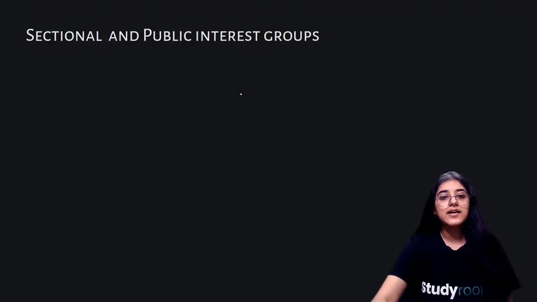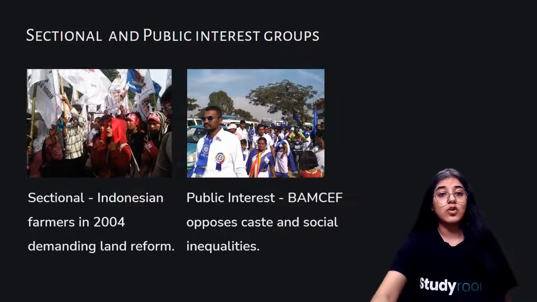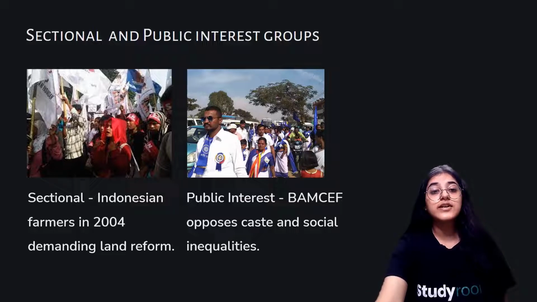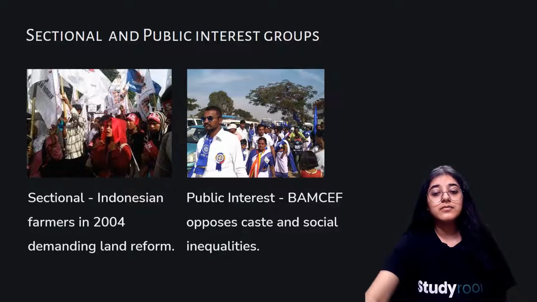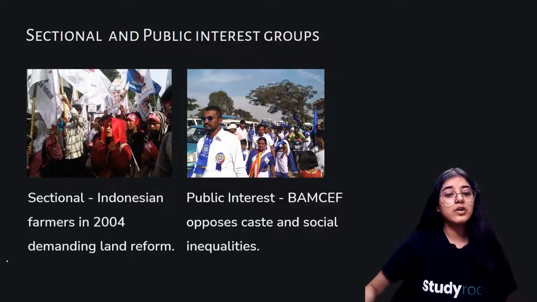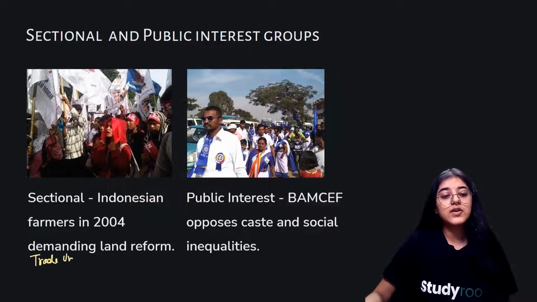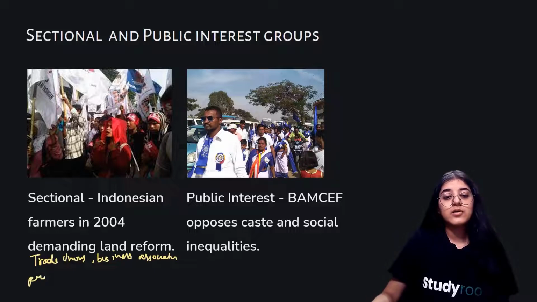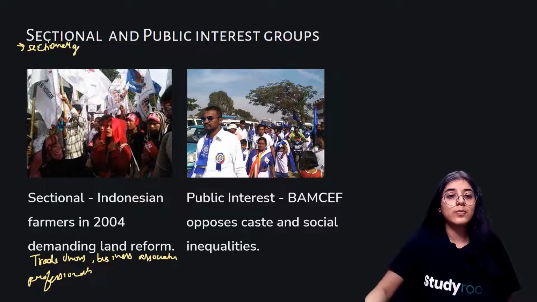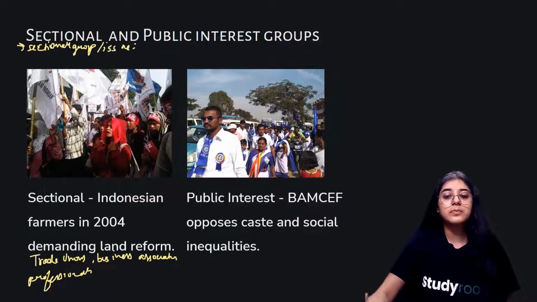We have sectional and public interest groups. So sectional ones basically focus on a particular section of people, those who are being affected by that. The interest groups seek to promote the interest of a particular section or group of society. For example, we have trade unions, business associations and professionals, which are examples of sectional interest groups, which talk about one sectional group or issue, any particular thing basically.